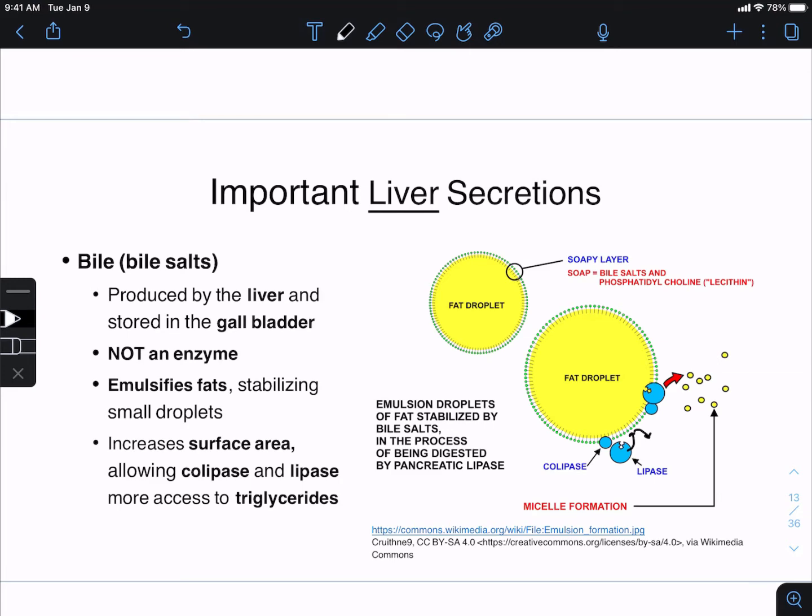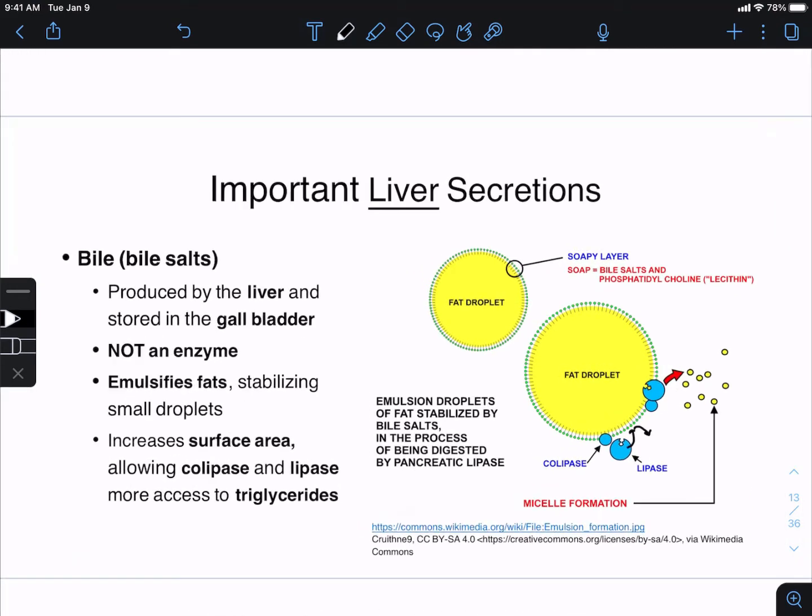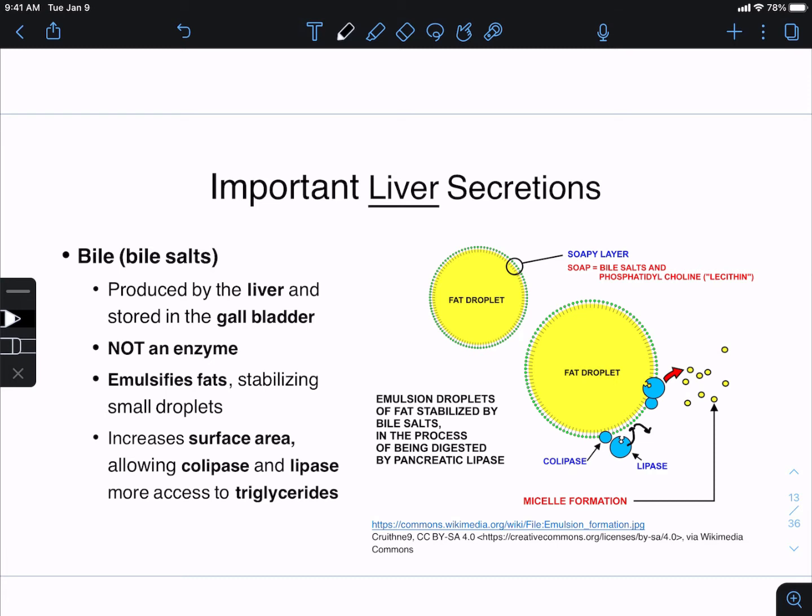Bile is not an enzyme. I can't emphasize that enough. It is an emulsifier. And what an emulsifier does, we actually have emulsifiers in everyday life. Any of our soaps, our dish soaps or body soaps, etc., they're all emulsifiers. And they all work under a basic principle. They usually have some sort of hydrophilic head and some sort of hydrophobic tail.